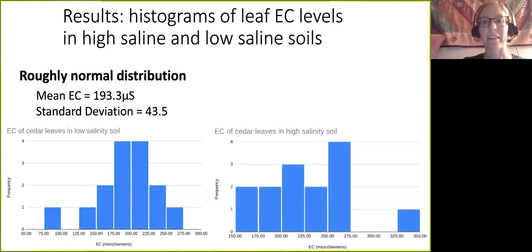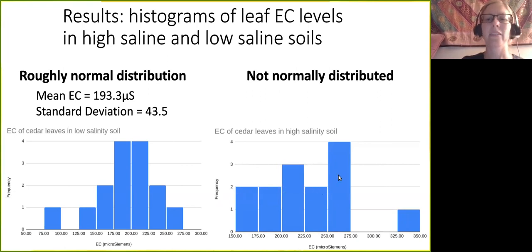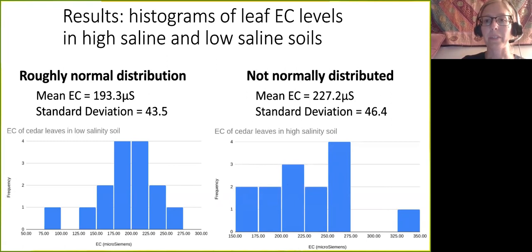But then we look at the high salinity soil. This is definitely not normally distributed. We have a lot more uniformity to it. There's no bell shape going on here, and we have another potential outlier here on the right. For this one, the mean EC was 227.2 microsiemens with a standard deviation of 46.4. I just want to note that these standard deviations are really close to each other, which is helpful for future analysis.